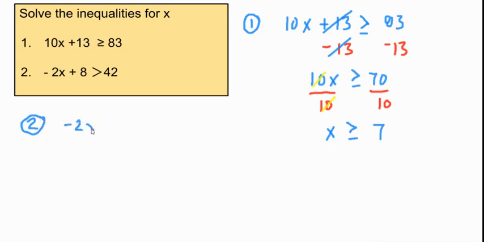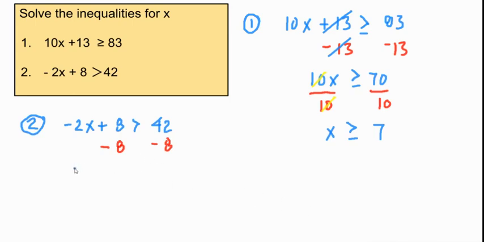Okay, let's do number 2. Negative 2 times x plus 8 is greater than 42. This does not have a line underneath it, so that's just a greater than symbol. So let's start by simplifying and getting closer to x. The last thing that was done is to add 8. So we're going to subtract 8 from both sides.